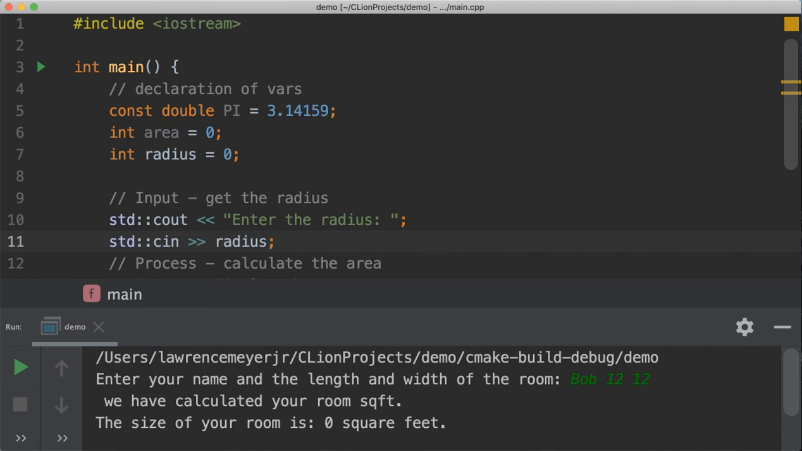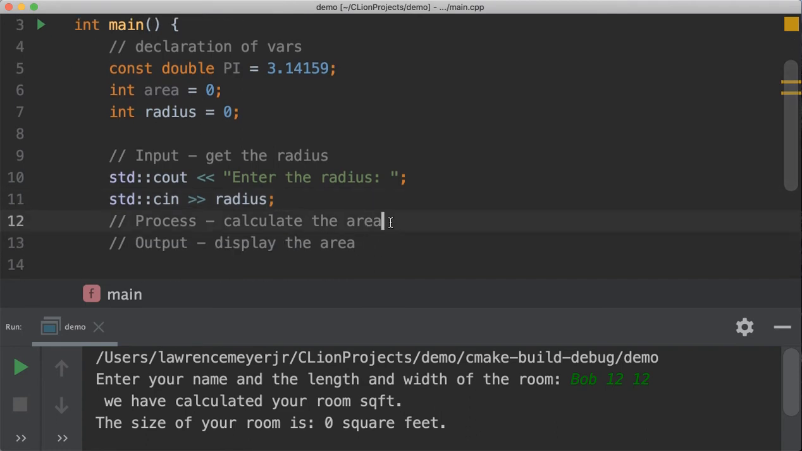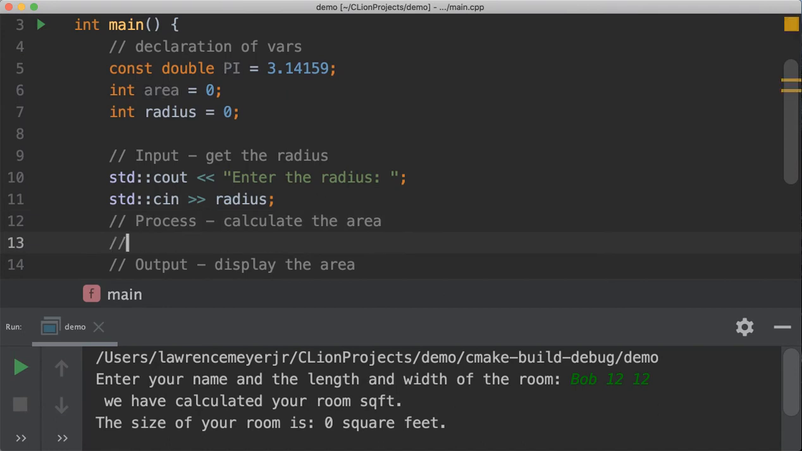And now we have the radius set up for us, and we know the formula to an extent, but to calculate the area is your radius raised to the power of 2 times pi. You'll notice I've already got pi set up in here as a constant double and all caps as a reminder, and set it up at 3.14159, which is good enough for our approximation.